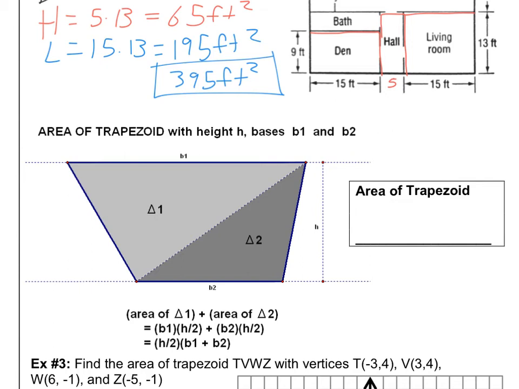So we can add one triangle, base 1 times the height divided by 2, base 2 times the height divided by 2. Or maybe another way of thinking of this is triangle 1 plus triangle 2, we could say, isn't that 1/2 base 1 times the height? And triangle 2 is 1/2 base 2 times the height. And we could add those things together.